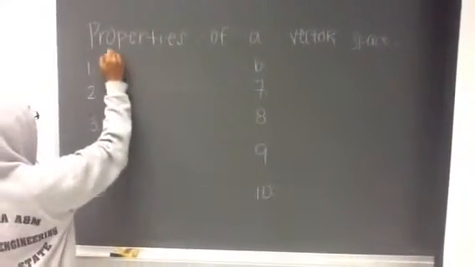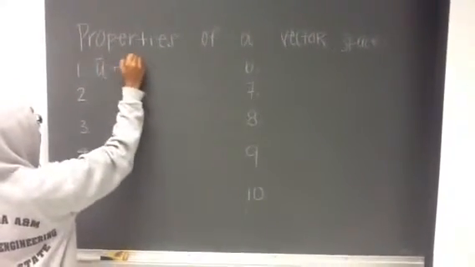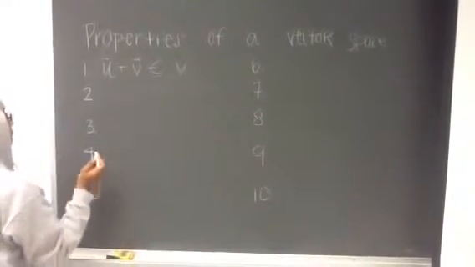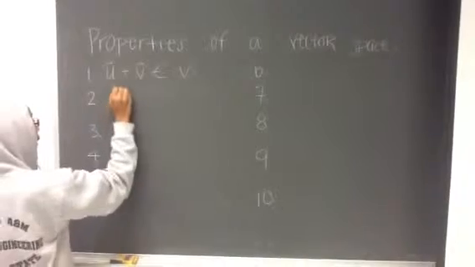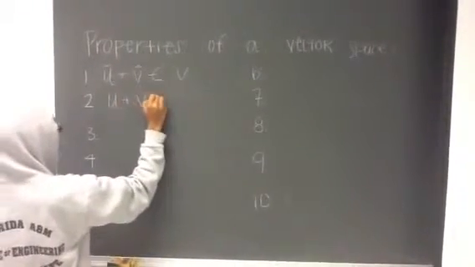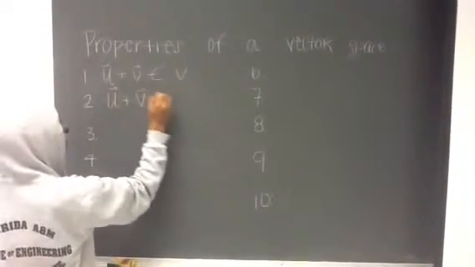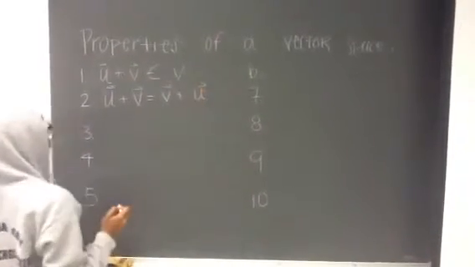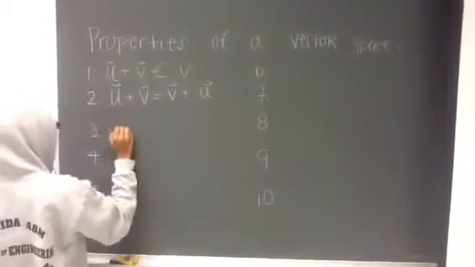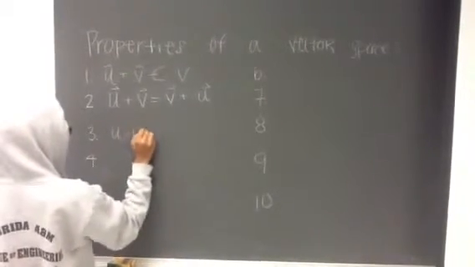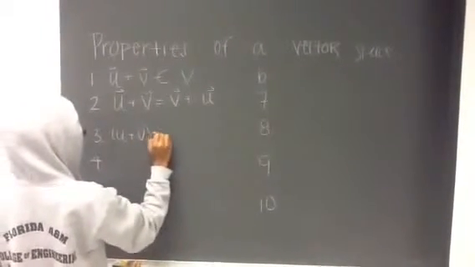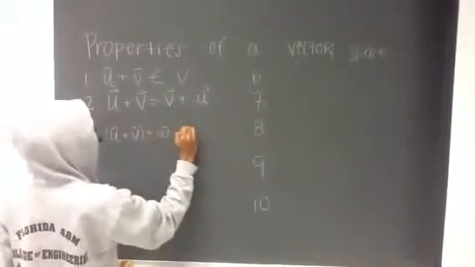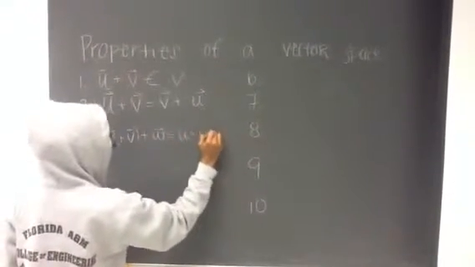1. The vectors u plus v is in the set V. 2. The sum of the vectors u plus v is equal to the sum of the vectors v plus u. 3. The sum of the vectors u plus v plus the vector w equals the vector u plus the sum of the vectors v plus w.